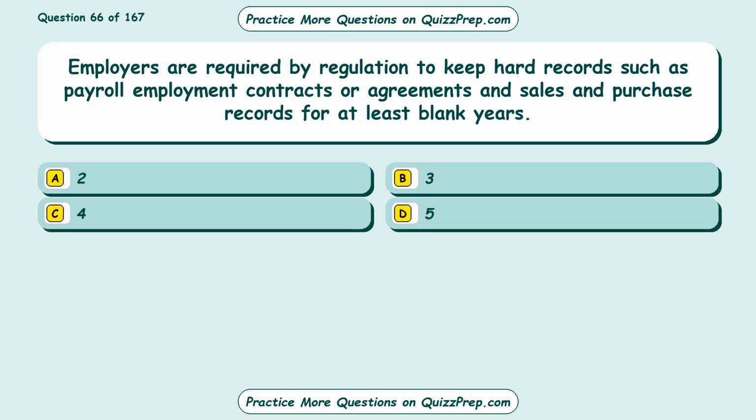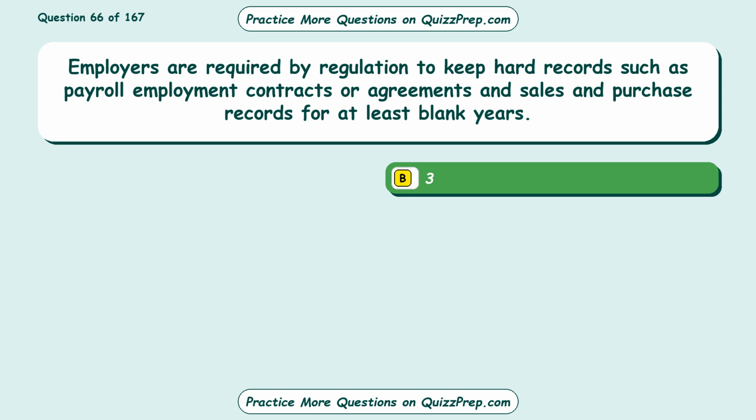Question 66. Employers are required by regulation to keep hard records such as payroll, employment contracts or agreements, and sales and purchase records for at least blank years. Option A, 2. Option B, 3. Option C, 4. Option D, 5. The correct answer is option B, 3. 3 years.